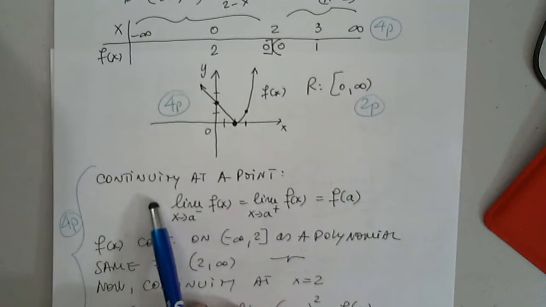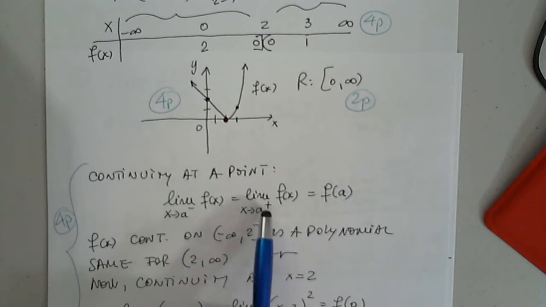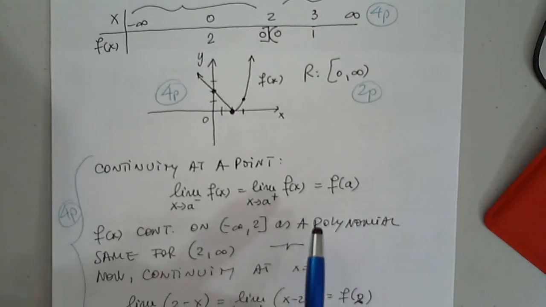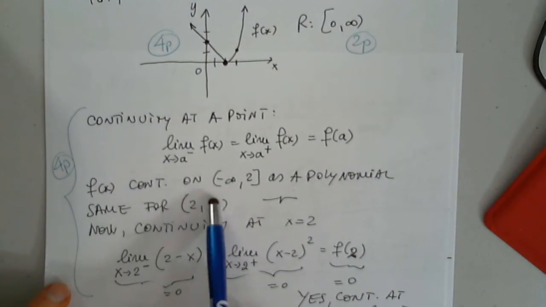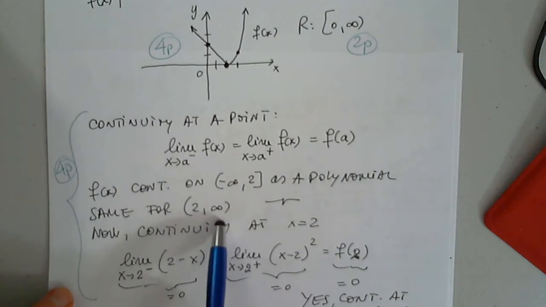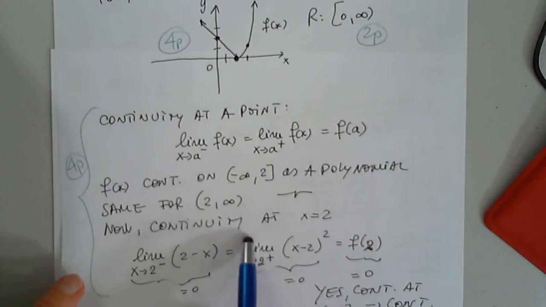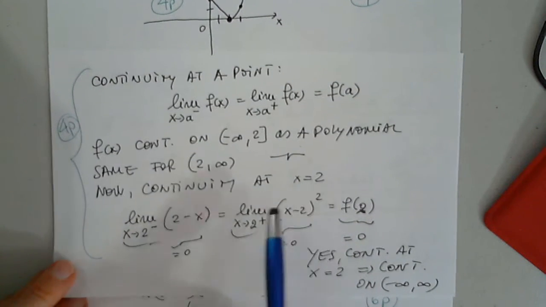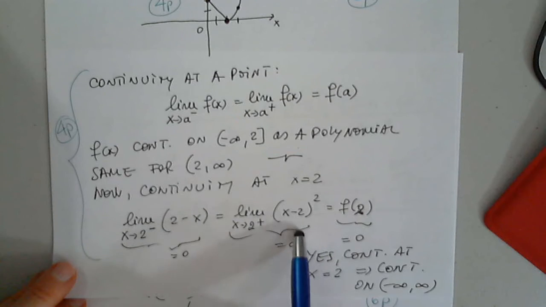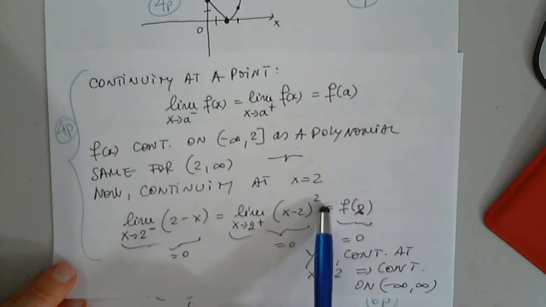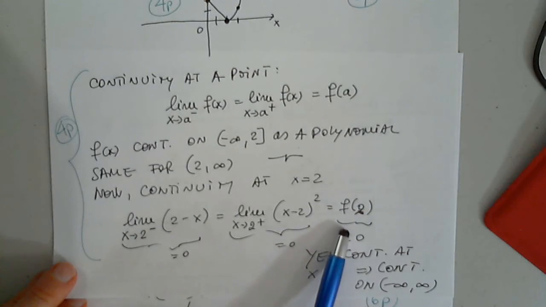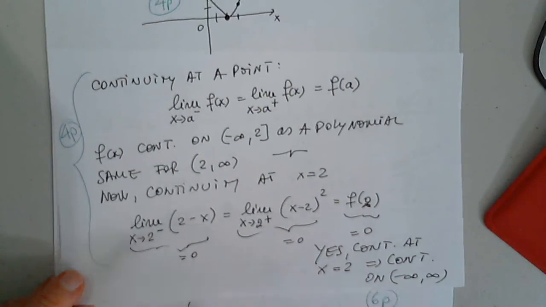Continuity at a point definition is: the limit from the left equals the limit from the right, which equals f of the function value at that point. The function is continuous on negative infinity to 2 as a polynomial, and it's continuous on 2 to infinity as a polynomial. Now continuity at x equals 2. The limit of 2 minus x equals the limit of (x minus 2) squared when x approaches 2 from the left and from the right, and it equals f of 2. For that reason, the function is continuous at that point.